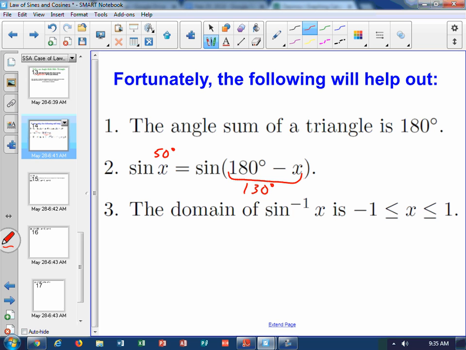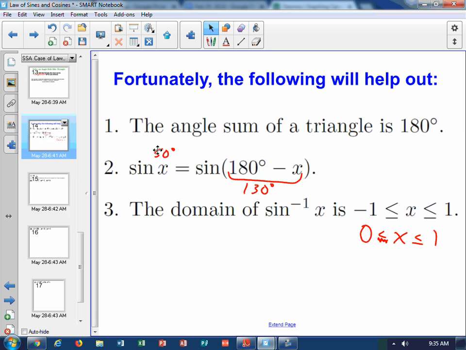And finally, number three, the domain of inverse sine is between -1 and 1. Because we're dealing with side lengths of triangles, we're going to make it even more restrictive: when we take the inverse sine of a ratio, it has to be greater than 0 and less than or equal to 1. So we're going to use these three facts to help us with the examples we're going to look at.